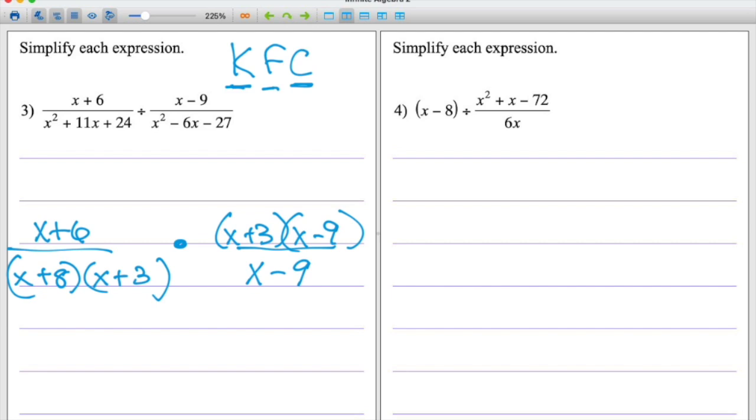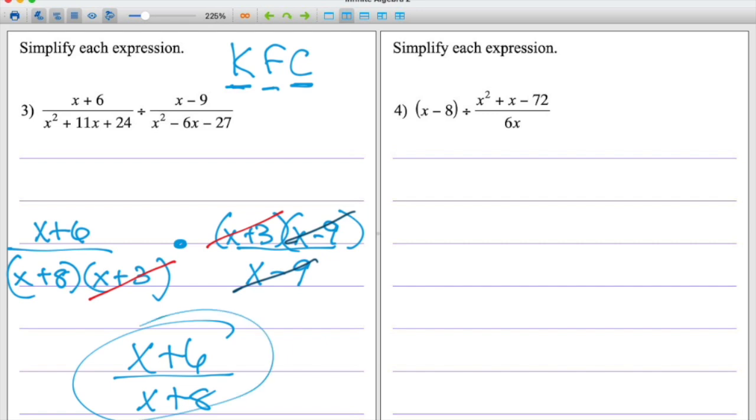Okay, so let's start canceling now. We can cancel top and bottom, the full x plus 3 and the full x plus 3, the full x minus 9 and x minus 9. I color-coded those. And this is what I have left over, x plus 6 over x minus 8. You don't have to write the parentheses if you don't desire to. There's the answer for number 3.